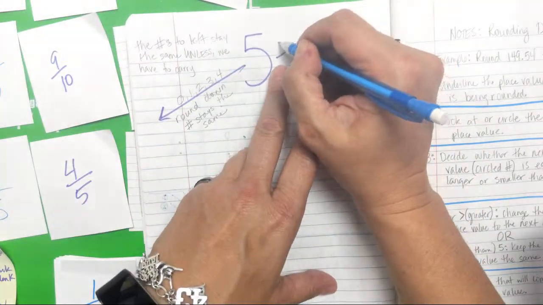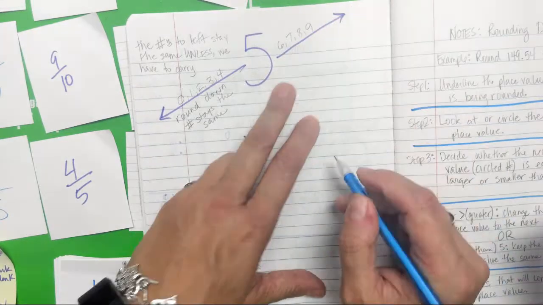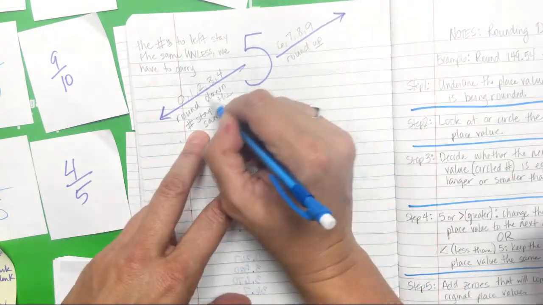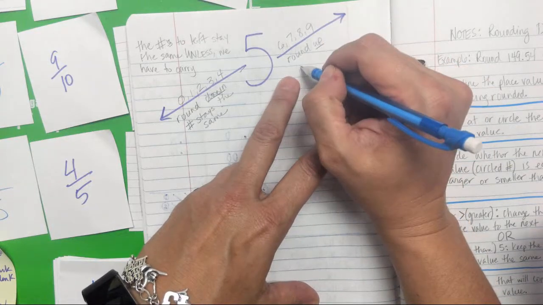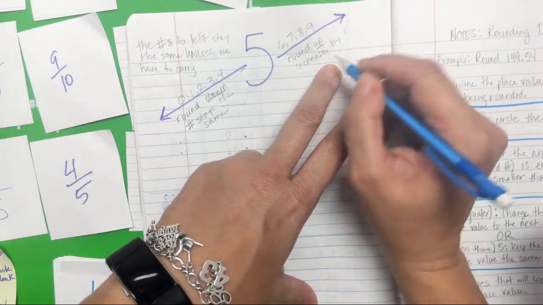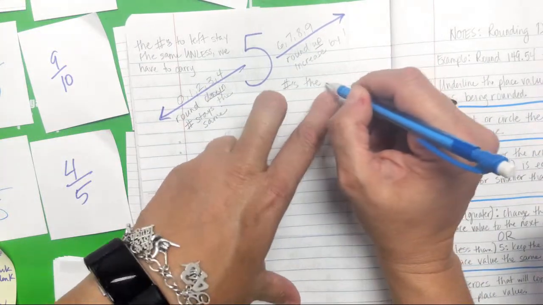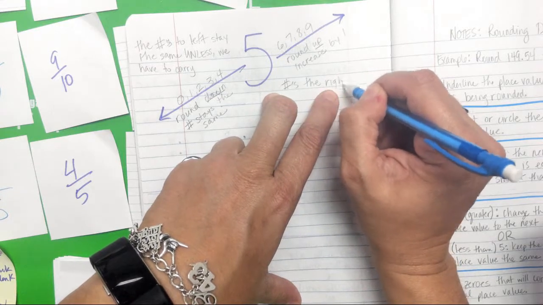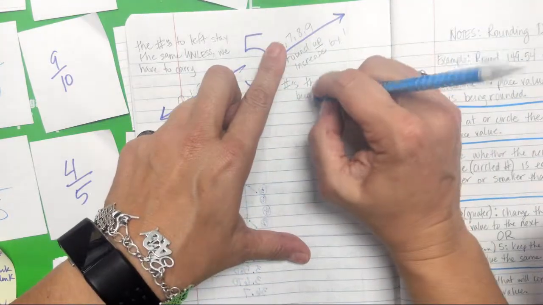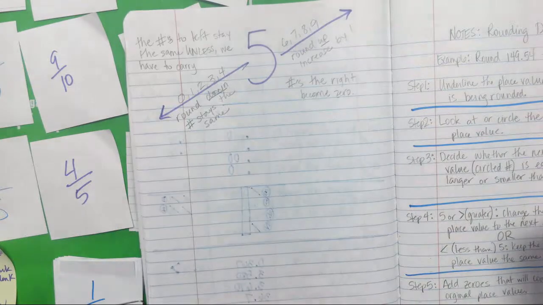Numbers 5, 6, 7, 8, and 9. This rounds up. Round down and round up. It increases by 1. Numbers to the right become 0. Good, I heard whoever said that. Good job. Become 0.